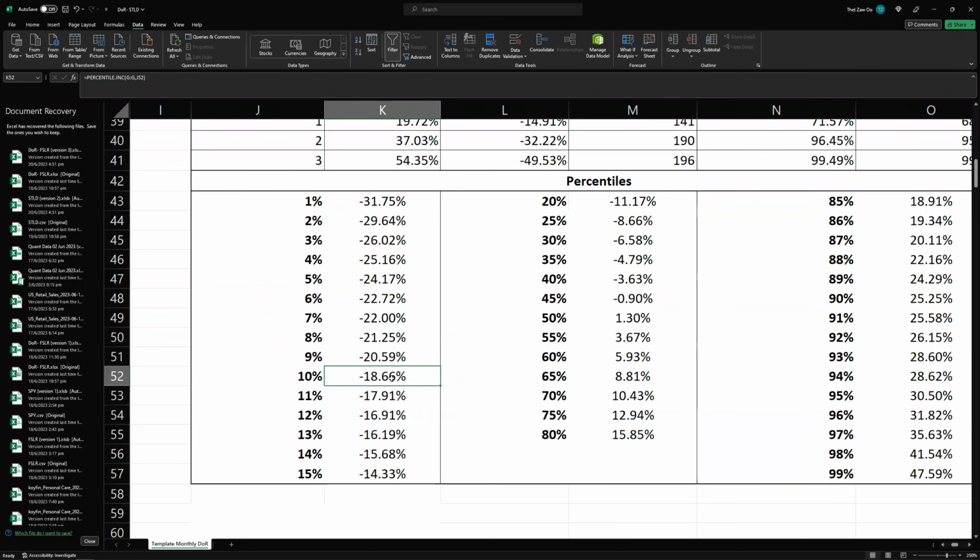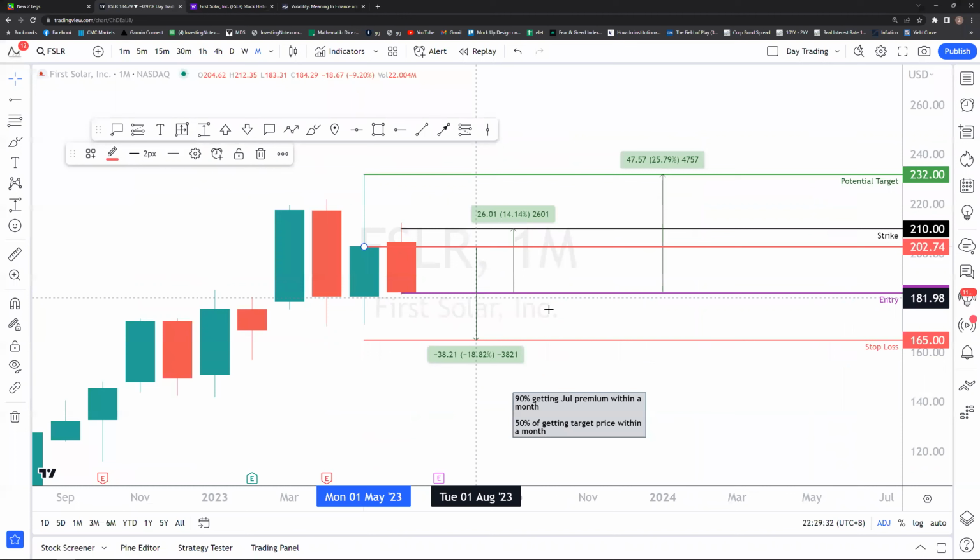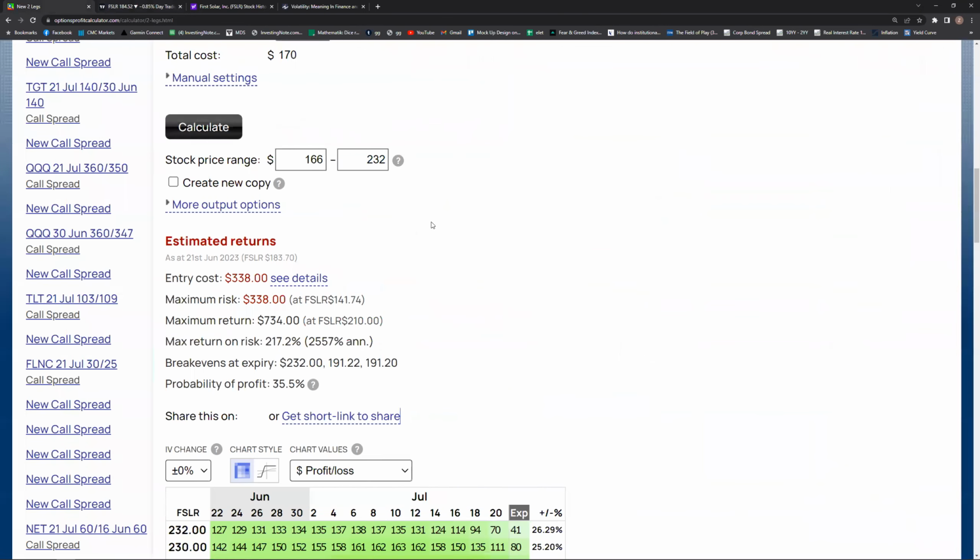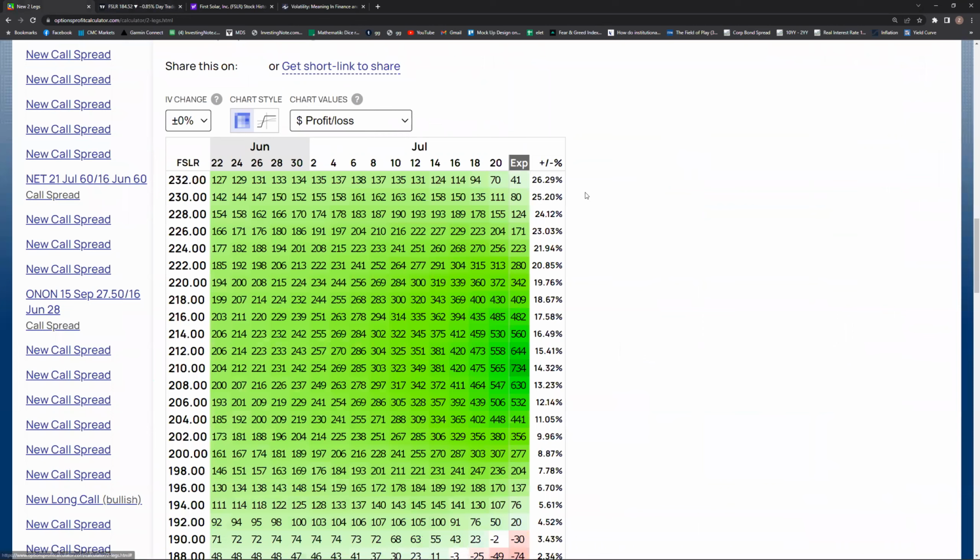The probability is 10%. Meaning to say that if First Solar dropped to that level by the end of June, most likely you do not want to be in this trade already. From an option perspective, you do not want to be in this trade already. So now let's look at the option profile.